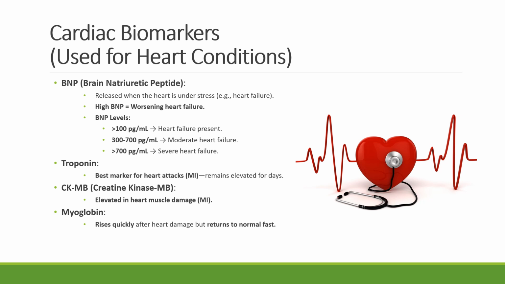Now we're going to discuss cardiac biomarkers, which are used for heart conditions. BNP, or brain natriuretic peptide, is released when the heart is under stress, such as heart failure. High BNP equals worsening heart failure. BNP levels more than 100 equals heart failure is present. 300 to 700 is moderate heart failure, and more than 700 is severe heart failure.